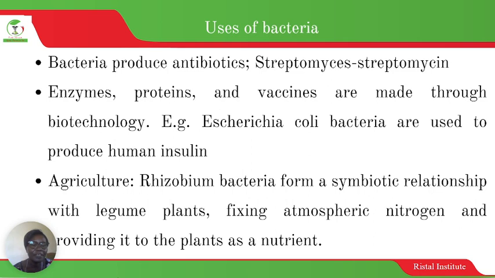In agriculture, rhizobium bacteria form a symbiotic relationship with the leguminous plants. Some of the leguminous plants include beans and cowpeas, and the rhizobium bacteria fix the atmospheric nitrogen and provide it to the plants as a nutrient.